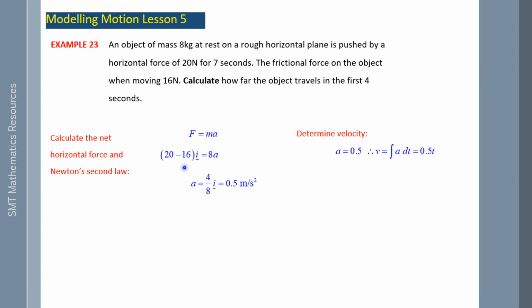Determine the velocity, we can integrate acceleration with respect to t, that gives us 0.5t. We can find displacement by integrating velocity, and that would be, using the power rule, 0.5 t squared divided by 2, which is a quarter t squared. After 4 seconds, we can sub in 4, so 16 times a quarter is 4. We travelled 4 meters after 4 seconds.